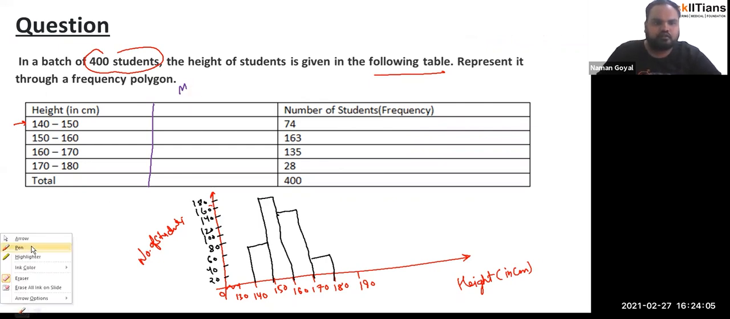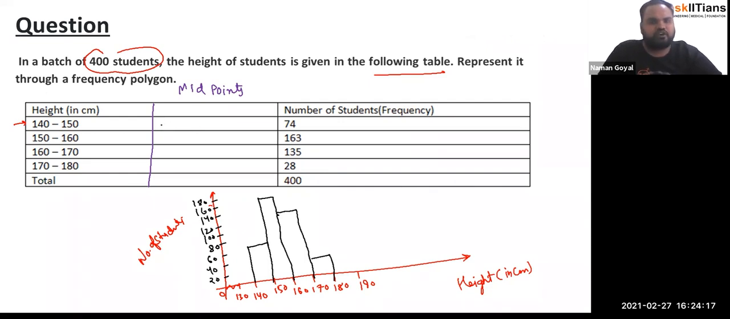Yes, now I can do midpoint. Okay, see, for 140 to 150, midpoint is what? 140 plus 150 divided by 2, isn't it? So I think it will be 145, right? This is 155, this is 165, this is 175, right?